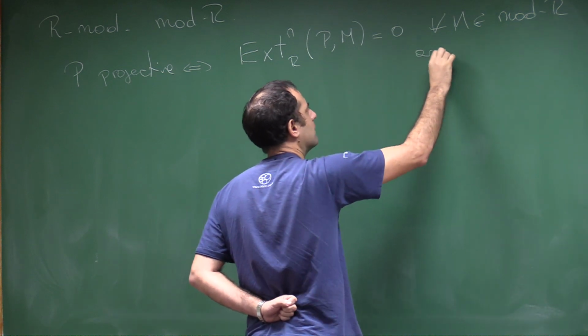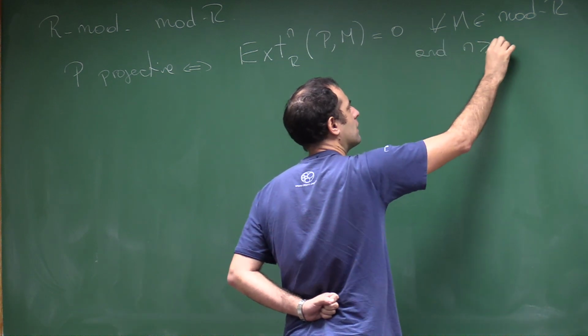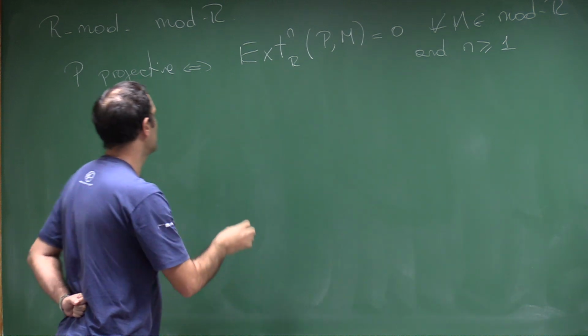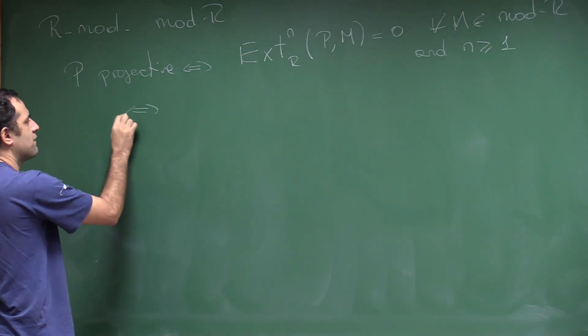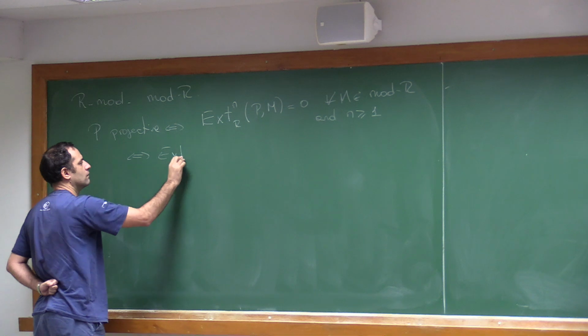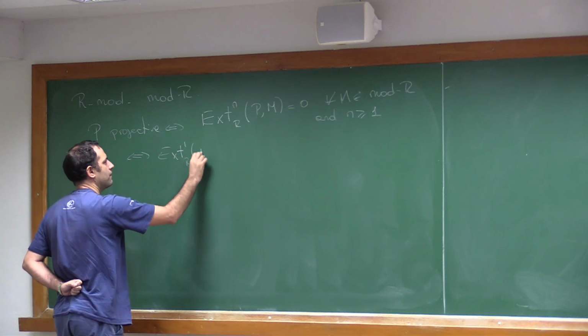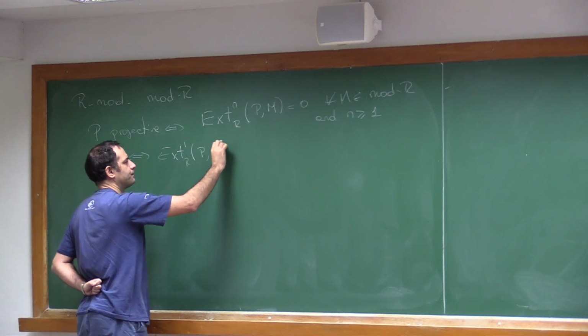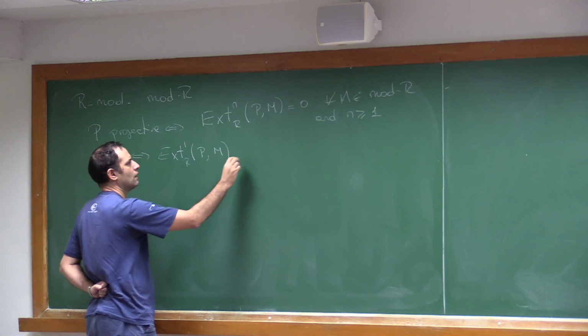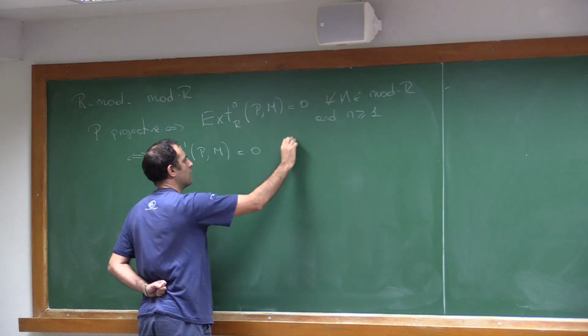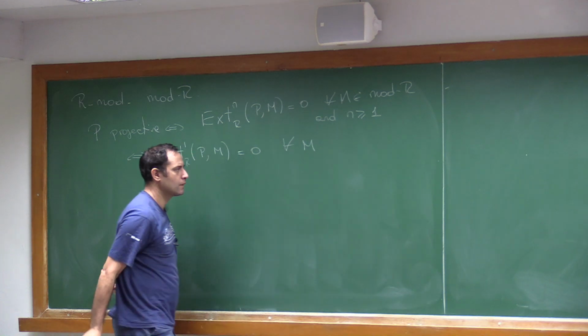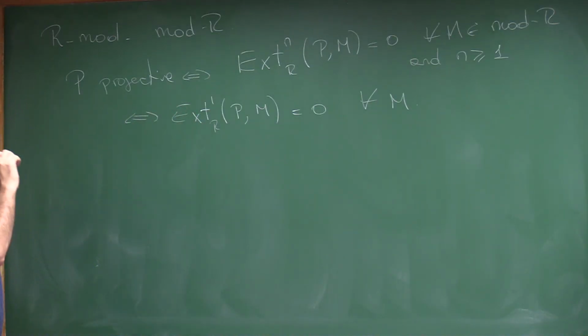And n bigger or equal than 1. But the lemma was that this was if and only if Ext^1_R(P, M) is 0 for every n. I think I proved this last time.